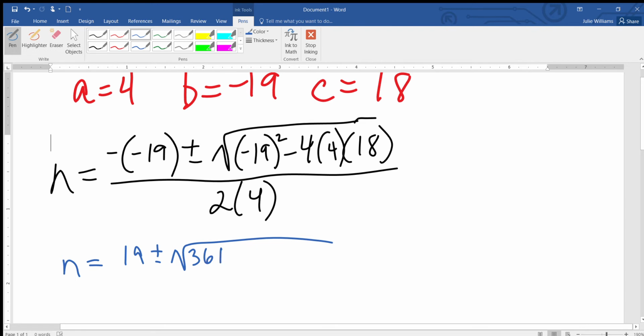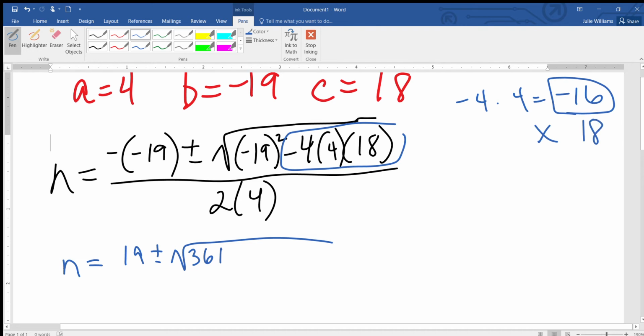Okay. All right, and then I'm going to take this little expression over here to the side. So I know that negative 4 times 4 is negative 16. Then I have to take that product, negative 16 times 18. So it's going to be negative something. Let's figure out 16 times 18 is 288. Okay, and that's all over 2 times 4, which is 8.